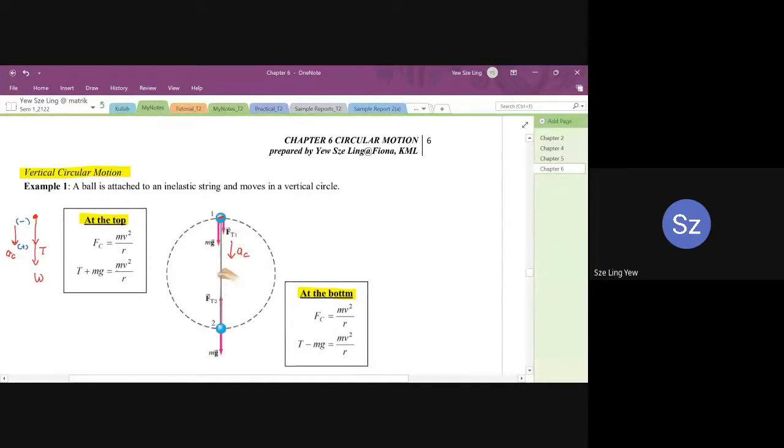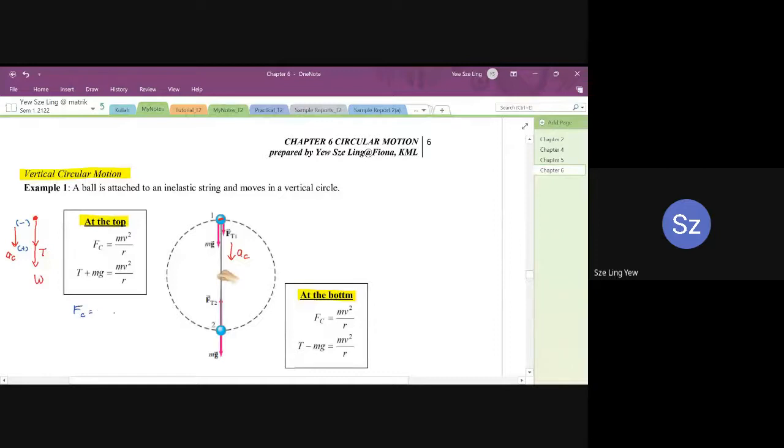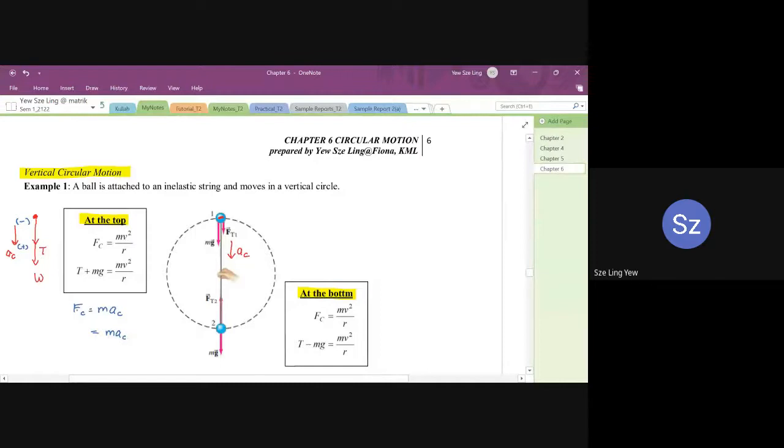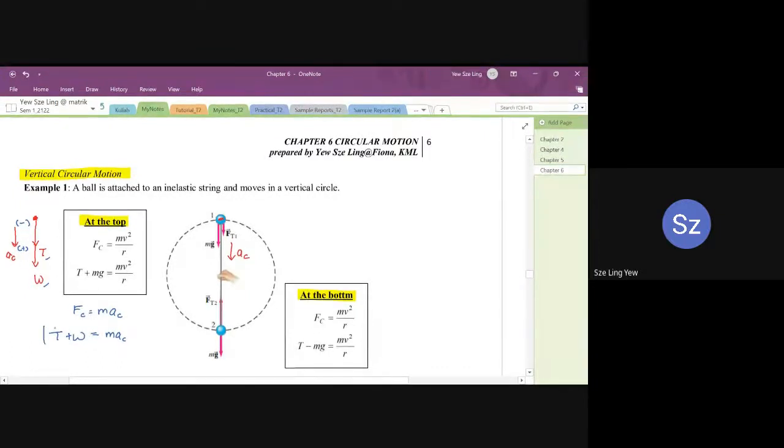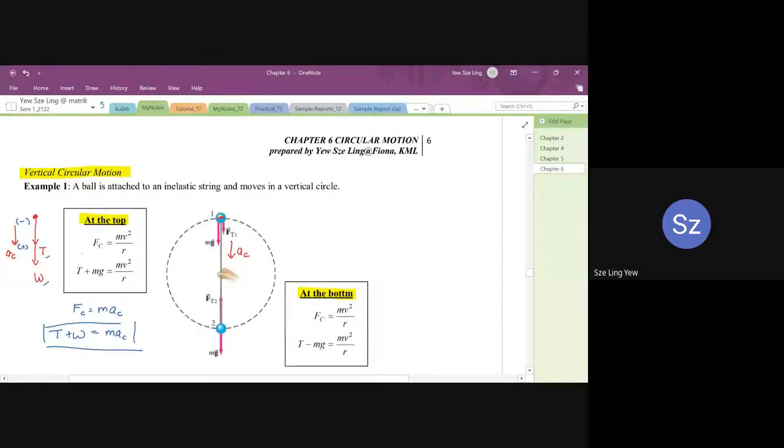So when you expand the equations, how are you going to expand it? Fc equals MAC. So MAC, you can keep writing down as usual. Then how about FC? Same thing. You look at what forces cause my object to rotate. According to the free body diagram, I have two forces pointing in the same direction as AC, which are tension and also weight. Both of them are pointing in the same direction. Therefore, T plus W equals MAC. Okay, T plus W equals MAC. So that is for the object at the top.